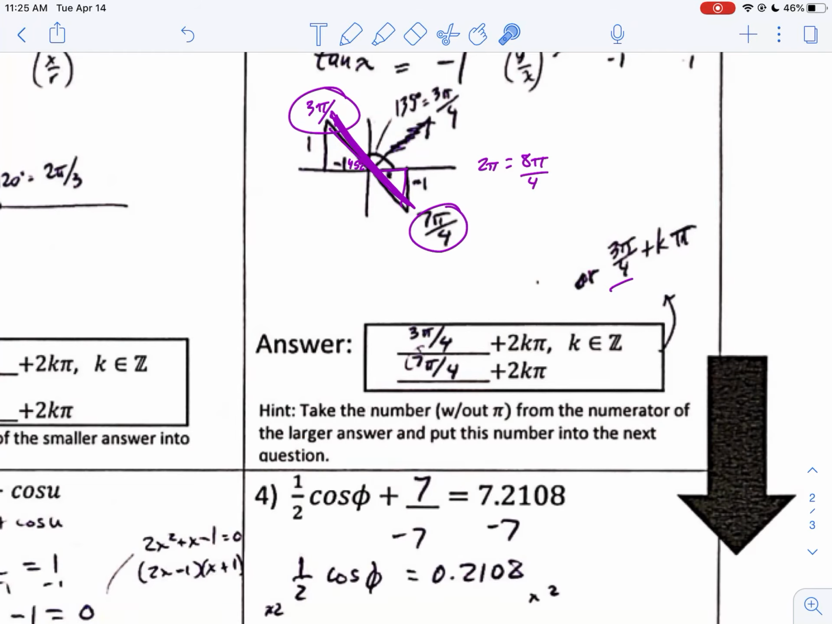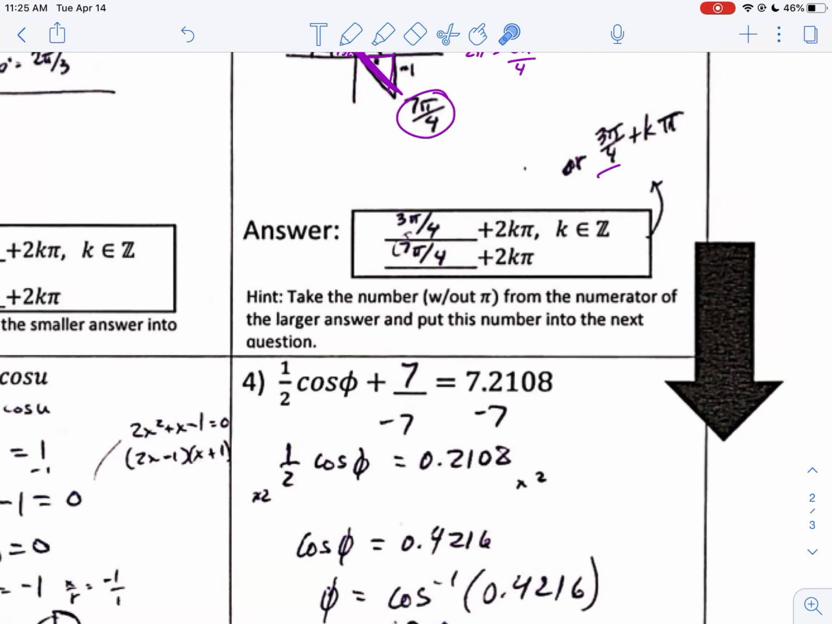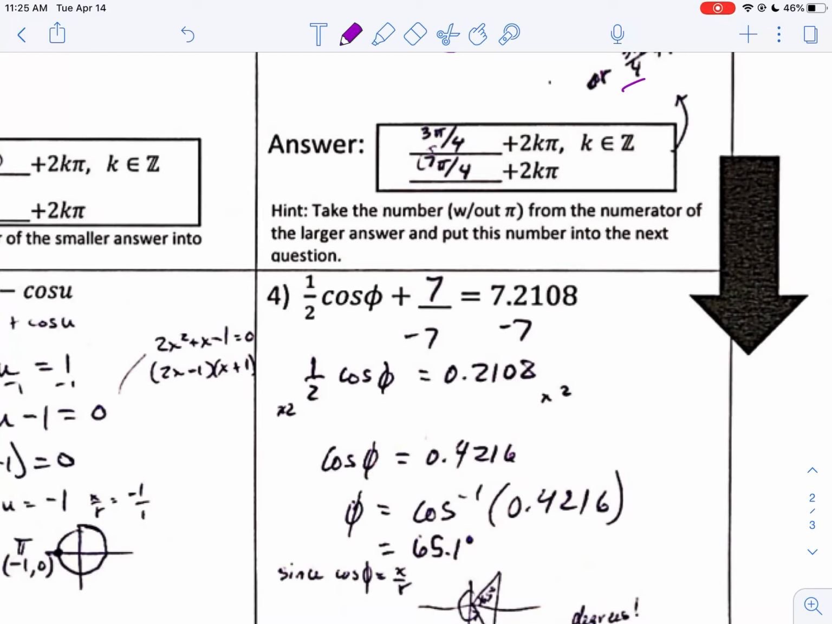If you didn't follow that, that's fine. So now the hint says take the number without pi from the numerator of the larger answer. So that'd be the 7 here, and put it into the next question. So we put 7 in here.